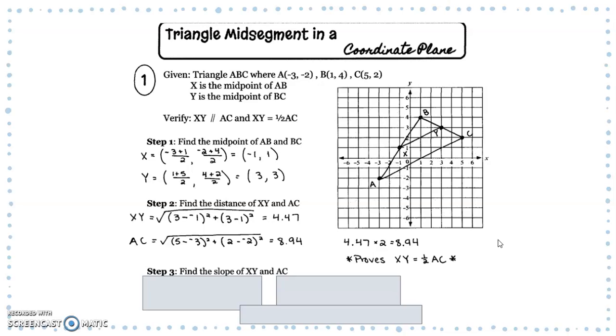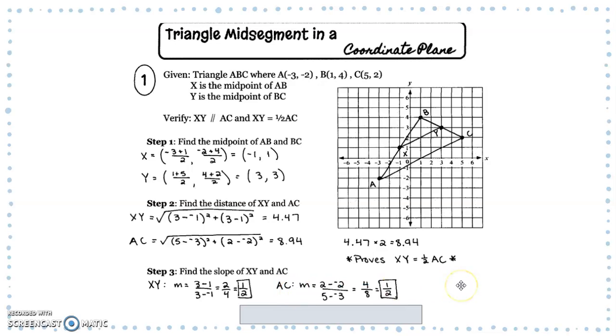Determining whether XY is parallel to AC, we're going to have to look at our slopes. Remember, if they're parallel, they will have the same slope. Using our slope formula of y2 minus y1 over x2 minus x1, we find that the slope of XY is 1/2. And doing that same thing for AC, we find that that slope is 1/2. Since they're the same, that proves that XY is parallel to AC.